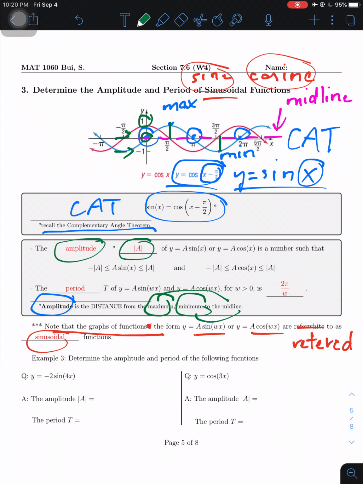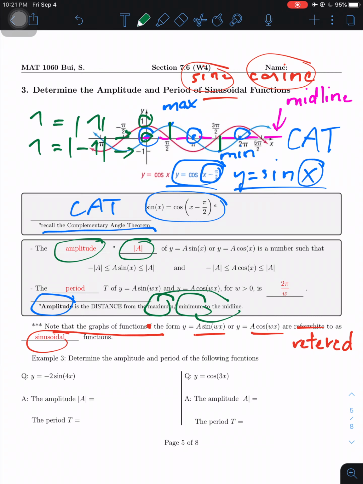If you're confused about the absolute value symbol here, notice that from the max we have +1, but from the min toward the midline we have -1 toward 0. If you take the absolute value of both of them, you get 1 in either case. The absolute value of -1 is 1. That's why they give you the same answer, even though they look different. Just remember one thing: amplitude is a distance.